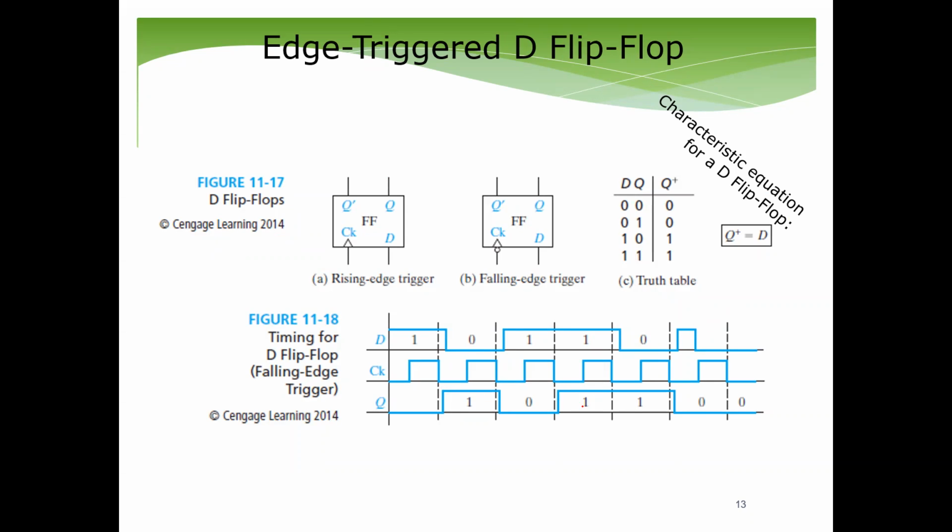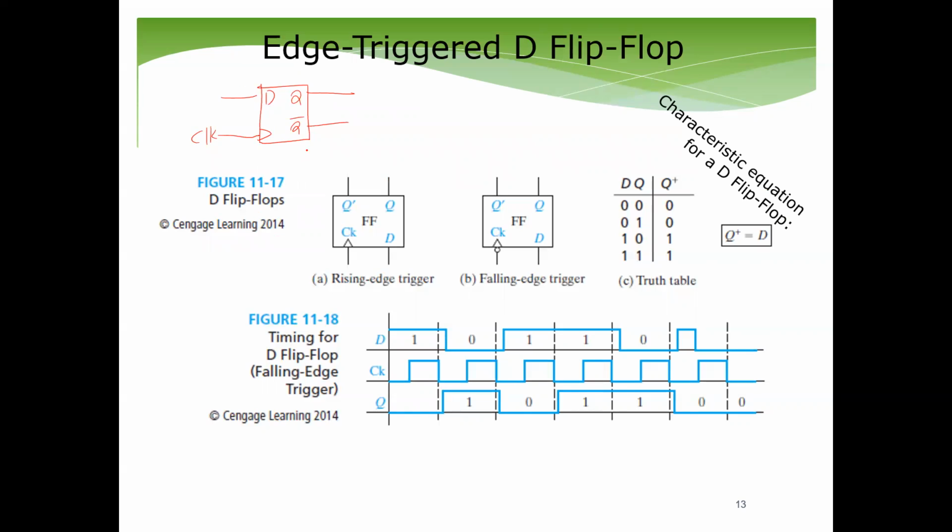Let's review the edge triggered D flip-flops. So an edge triggered D flip-flop is, I don't like it this way, so let's do it here. D, Q, and Q bar. So you have an input D, an input for the clock, and then we have two outputs, Q and Q bar.